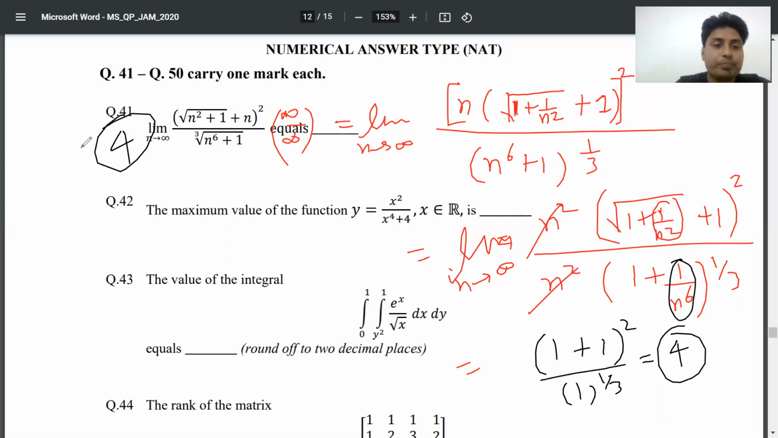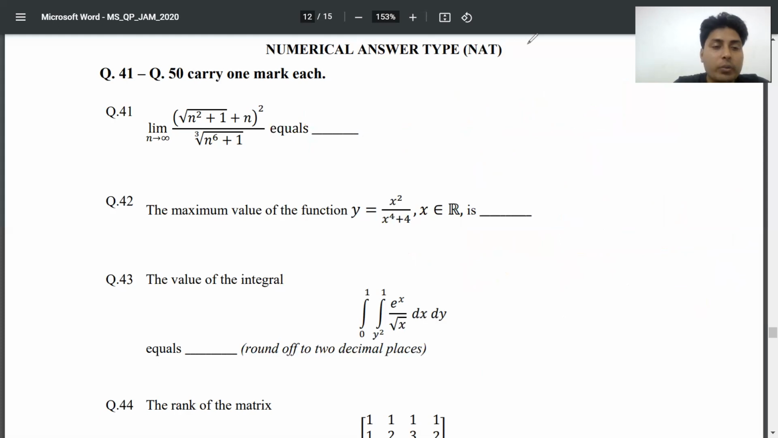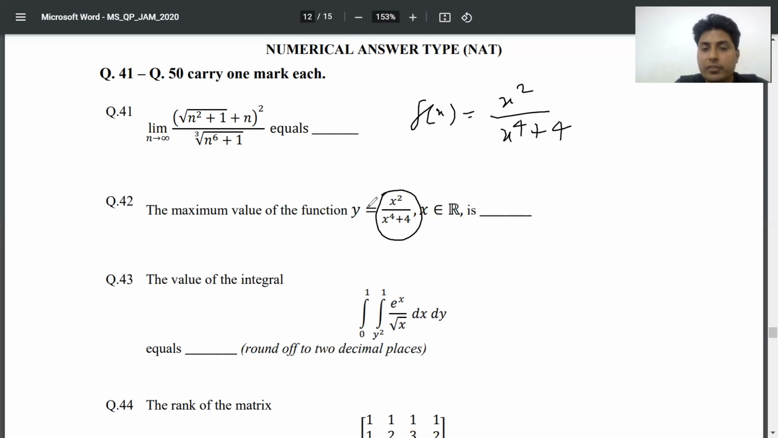Let's come to 42. In 42, they are asking for the maximum value of this function. To find the maximum or minimum value, I will use the maximum-minimum concept. So we have f(x) equals x square upon x raised to the power 4 plus 4. We can see this is a non-negative function. It cannot take a negative value. So 0 is the minimum value of this function when we put x as 0. But I don't need the minimum, I need the maximum value.